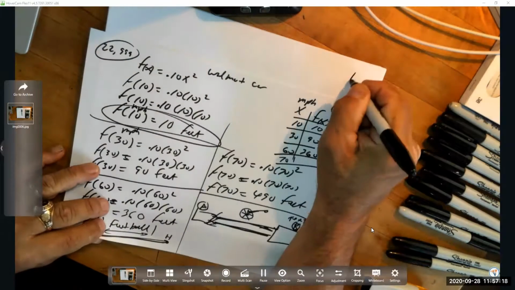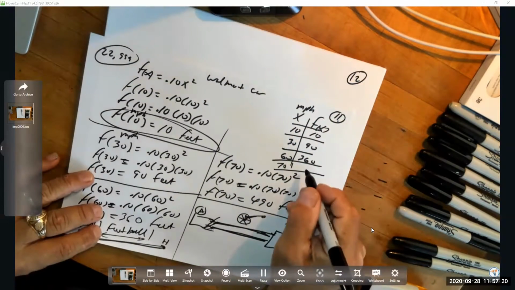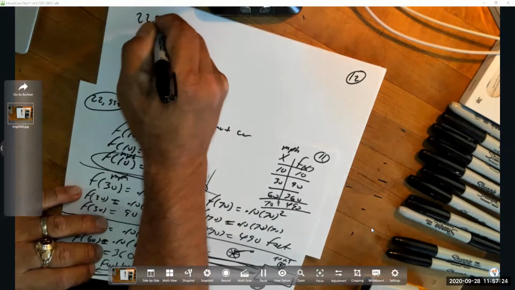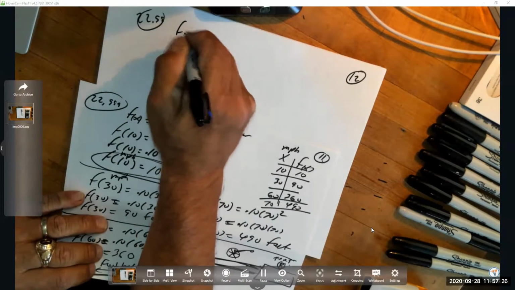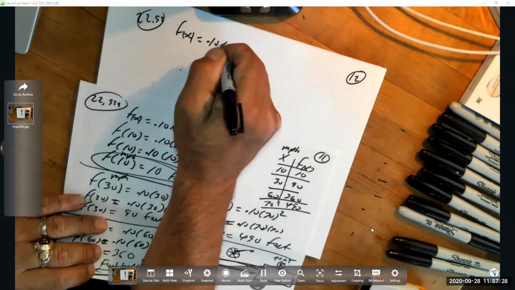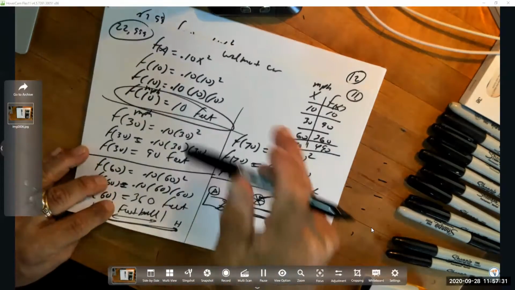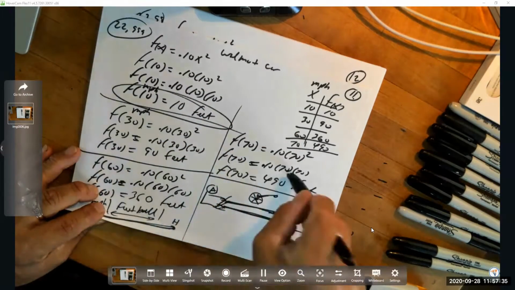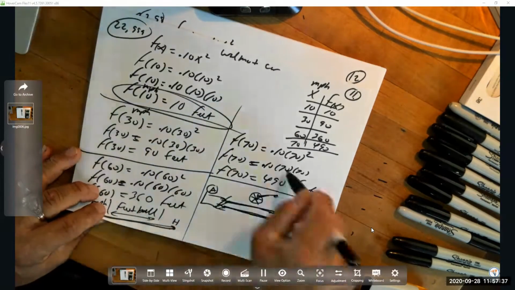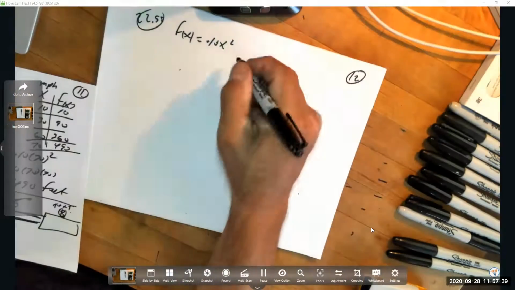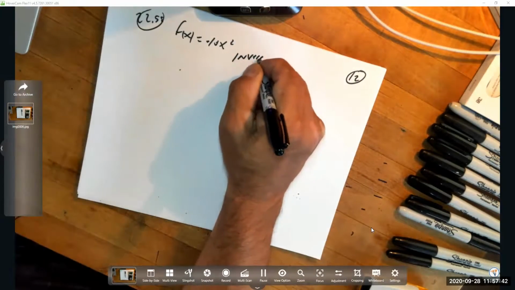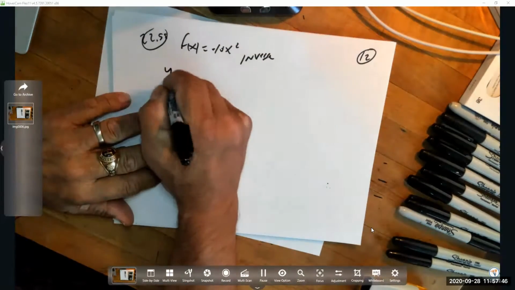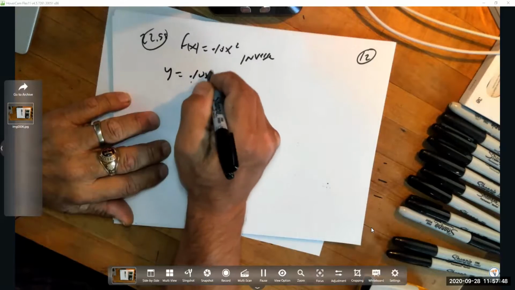I'm gonna go to page 12, and I'll come back to these other things in a second. So back to the problem again. f of x equals 0.10 x squared. If you know how many miles per hour, you get how many feet. Miles per hour, feet. So you know just how many feet the mark is. Now I'm gonna find the inverse of that. So y equals 0.10 x squared.